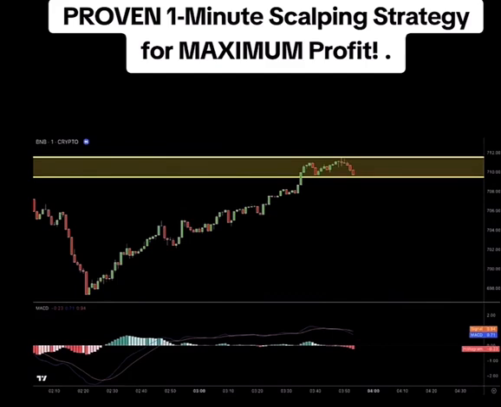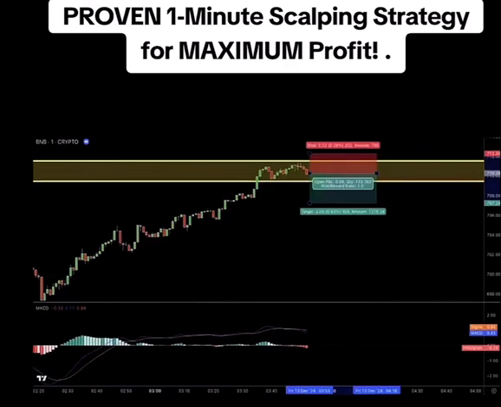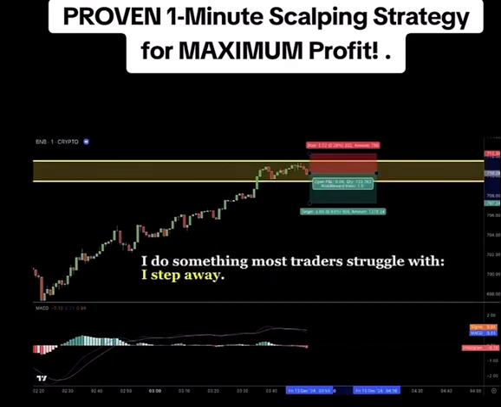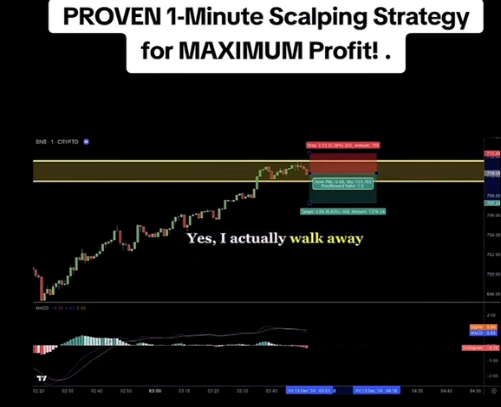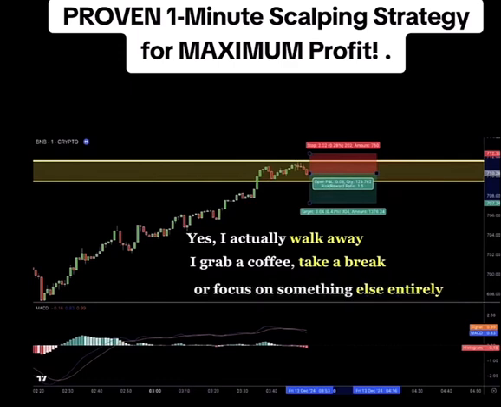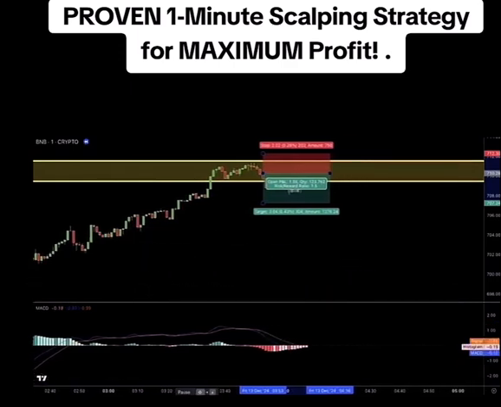Shortly after, I spot a bearish MACD crossover, providing the confirmation I need for the trade setup. At this point, I set my entry, stop loss, and target, and then I do something most traders struggle with. I step away. Yes, I actually walk away, I grab a coffee, take a break, or focus on something else entirely. I trust the process and let the market play out.